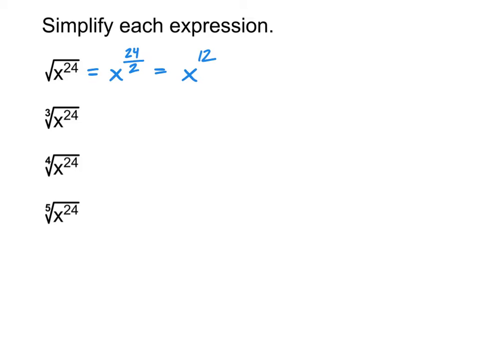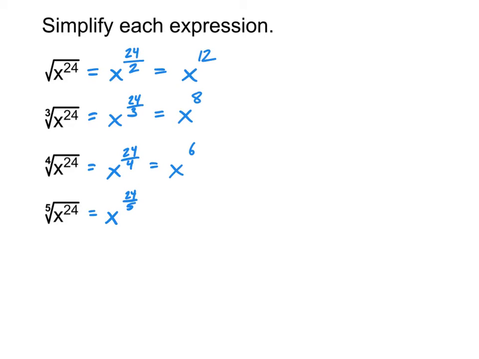All right, so the next one, we do it the same kind of way. We're going to have x to the power of 24 thirds in this case. And 24 thirds just equals 8, so this is going to be x to the power of 8. Next one, same idea. We get x to the 24 fourths, and that reduces to x to the power of 6. Aren't these easy? Then the next one, x to the power of 24 fifths.